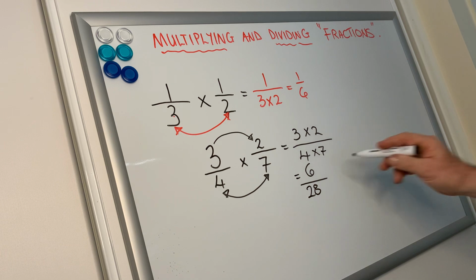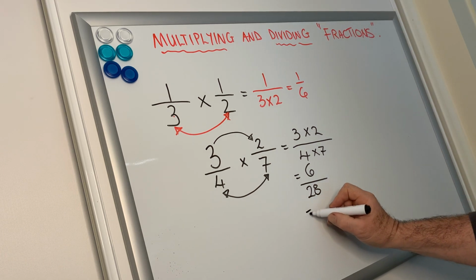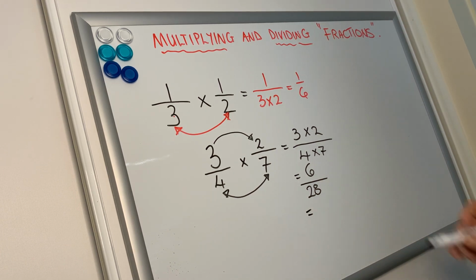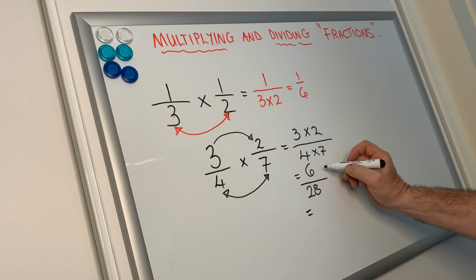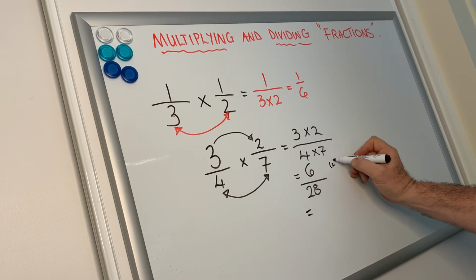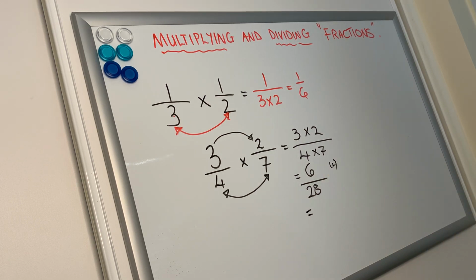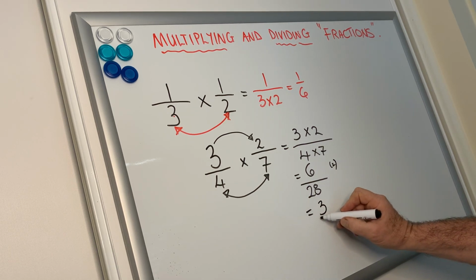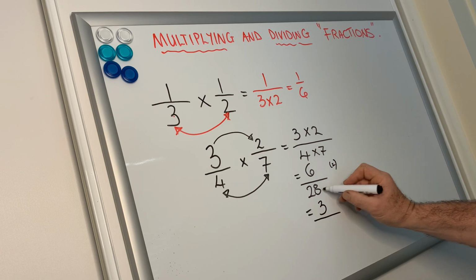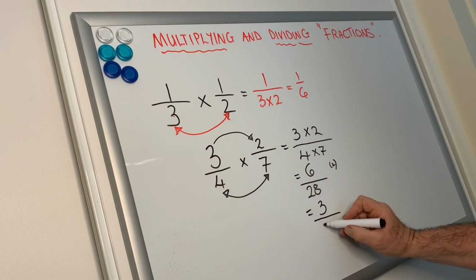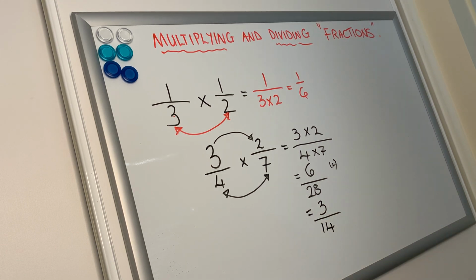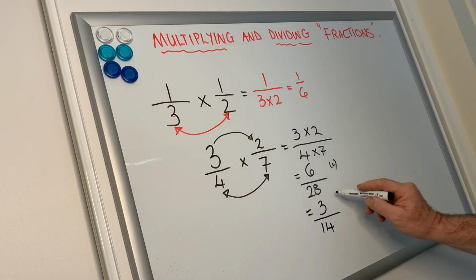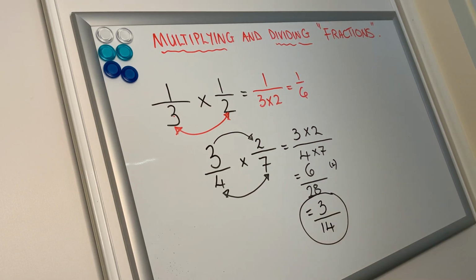And remember, 6 over 28, we can simplify this further. So the way I look at it is I think of, say, the number 2, for example. How many 2's go into 6? 3 goes into 6. How many 2's go into 28? 14 goes into 28, so that's equal to 3 over 14.